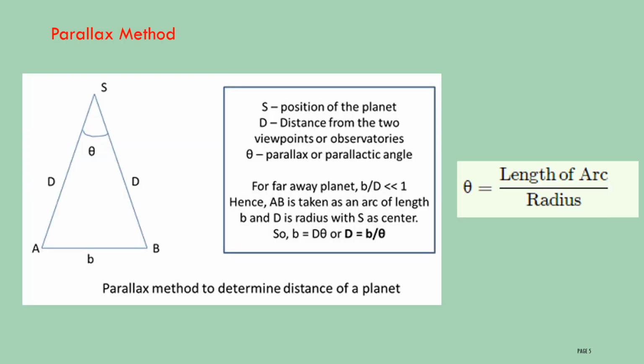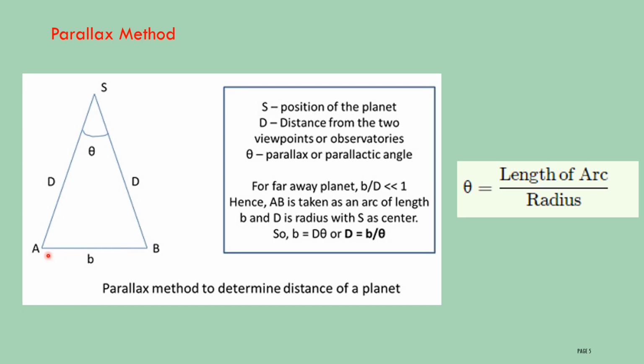Let us discuss in detail the parallax method, how to find out the distance of a far object. Let us consider an example here: measure the distance between the planet and the earth. Here S gives the position of the planet, and A and B are the two viewpoints on the surface of the earth.